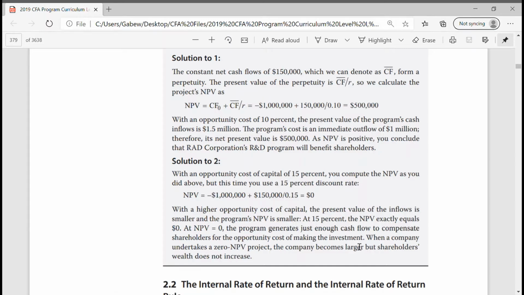The NPV exactly equals $0, NPV equals 0. The program generates just enough cash flow to compensate shareholders for the opportunity cost of making the investment. When a company undertakes a 0 NPV project, the company becomes larger, but shareholders' wealth does not increase.